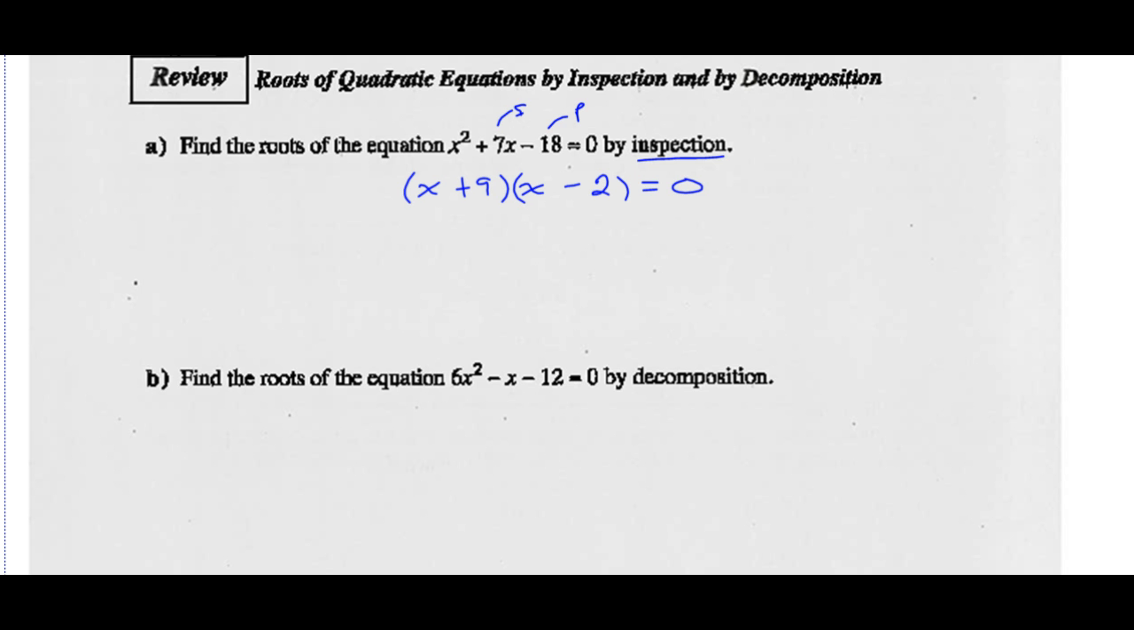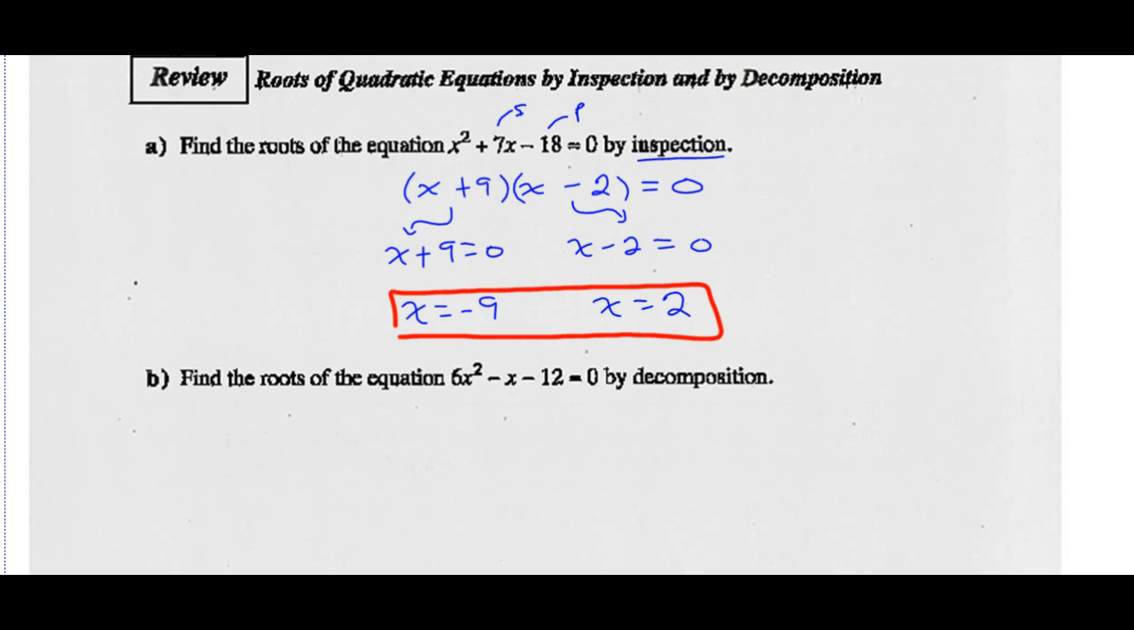So once I've factored this, then I can use my zero product law and set each variable factor equal to 0. So x plus 9 equals 0, or x minus 2 equals 0. And then we solve these simple equations: x equals negative 9, or x equals positive 2. And there are our solutions. All right.